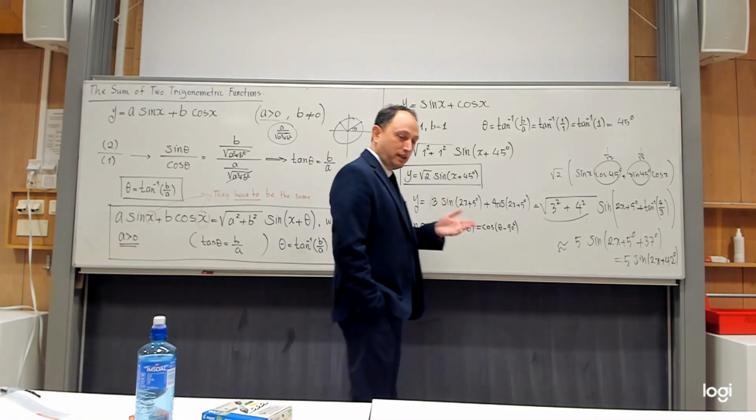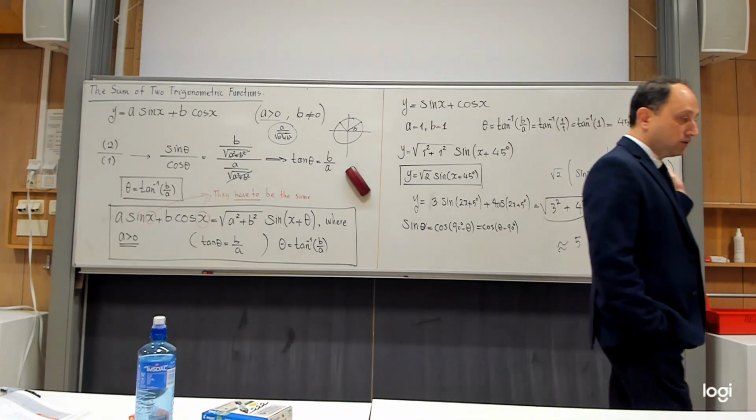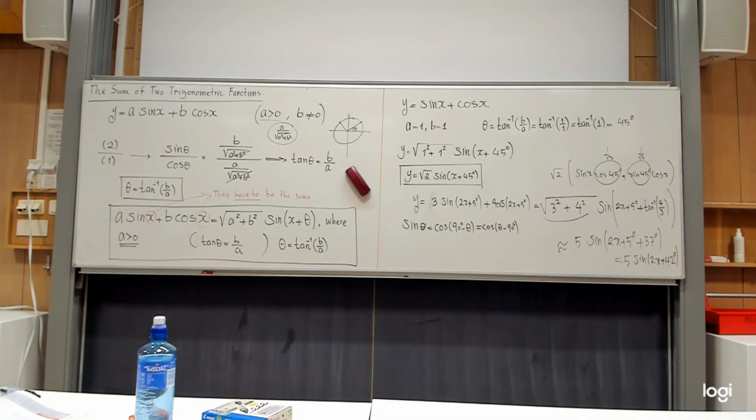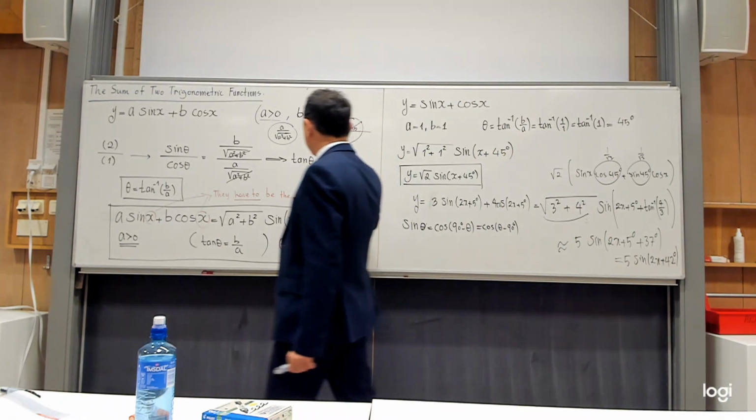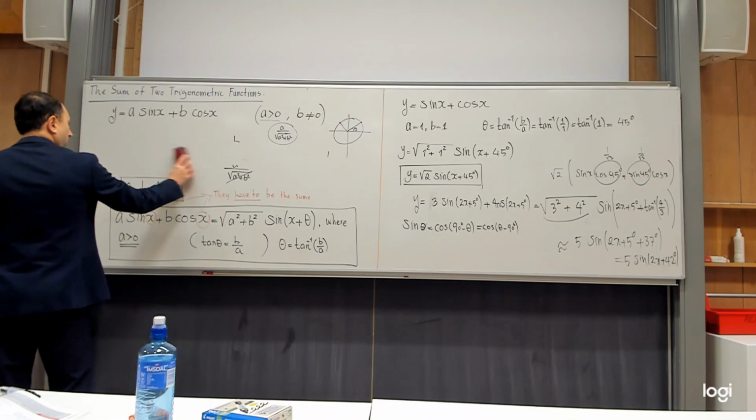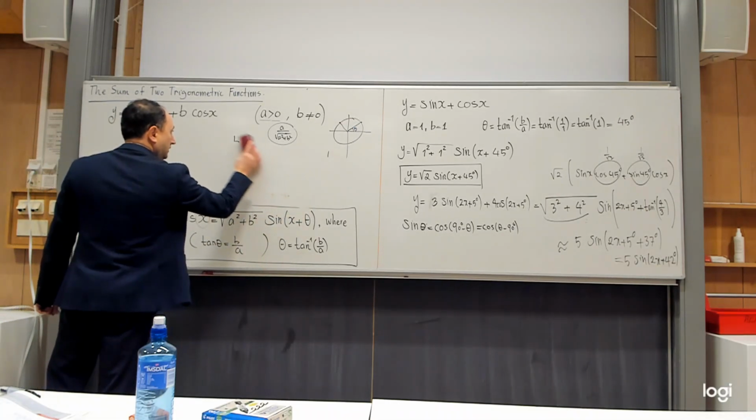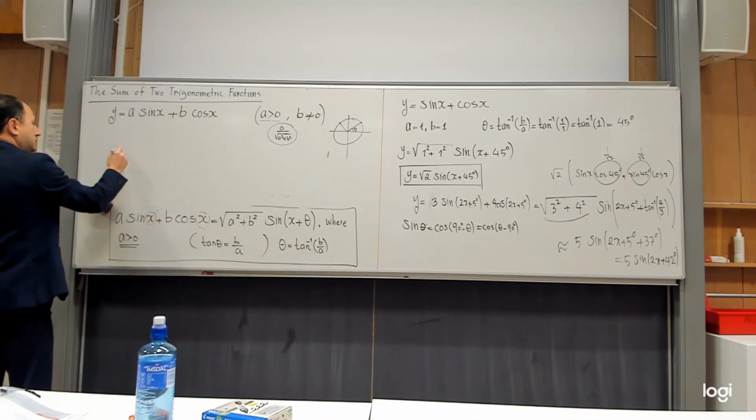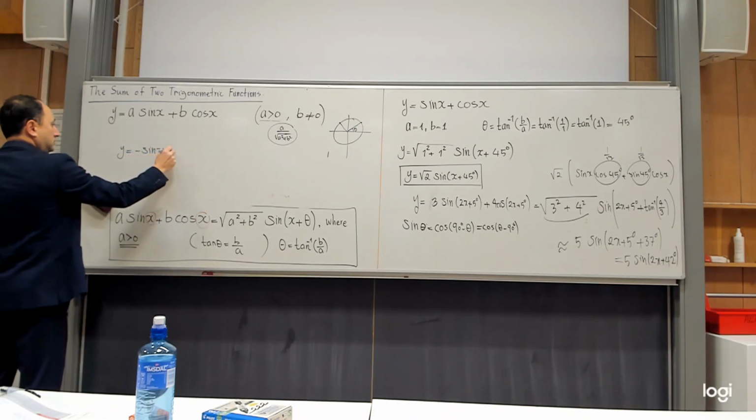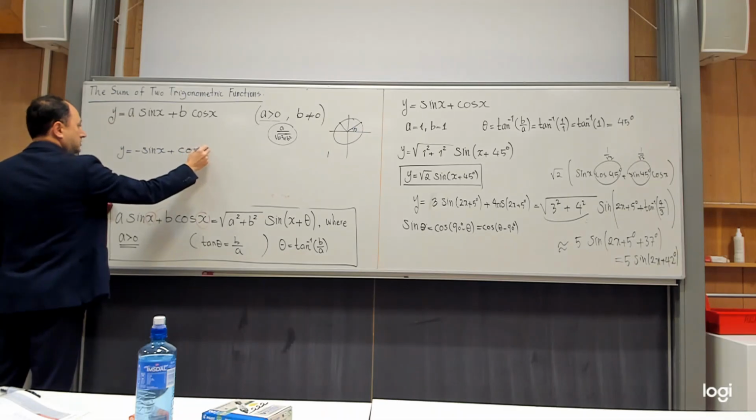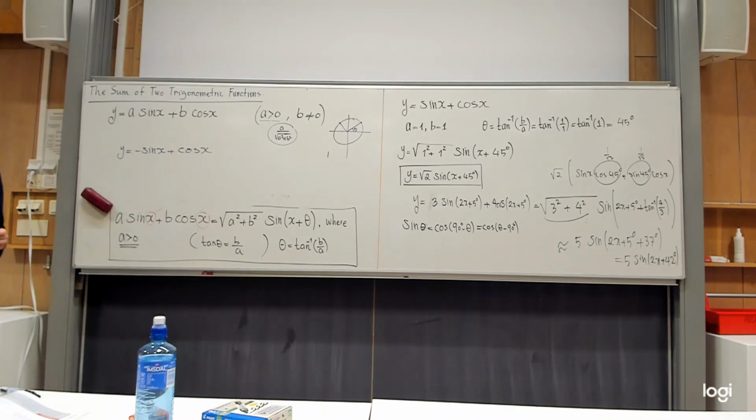Even though the book and the exercises don't talk about A negative, it is not that hard. How should I treat the problem if A is negative? So, for example, I ask you the same question for this. What is the maximum of this function? Then I start with the negative sign. So what would be the answer?